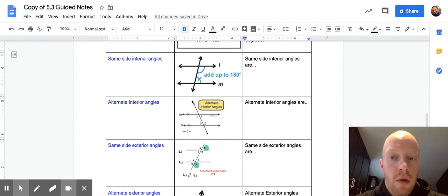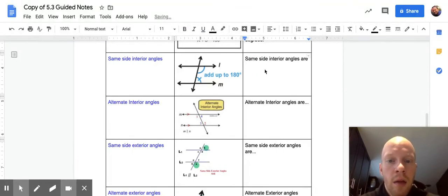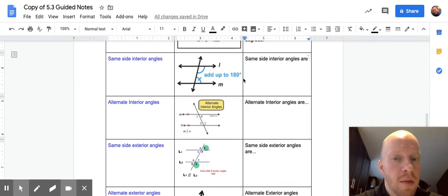We're going to begin with same side interior angles. First of all, they're going to be on the same side of the transversal, and they're going to be interior. Interior means on the inside, so they're on the inside of the two parallel lines. So these two angles here are going to be same side interior angles. And they add up to 180 degrees. So the relationship between same side interior angles is that same side interior angles are supplementary.